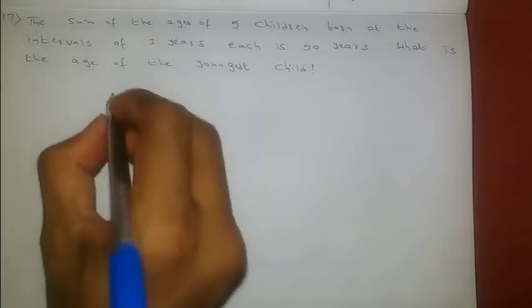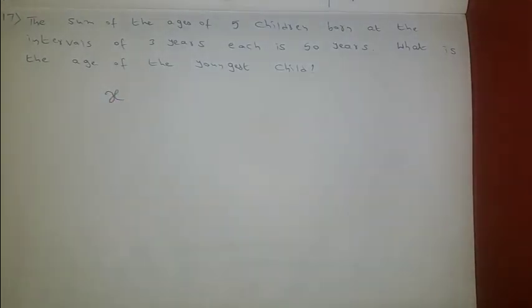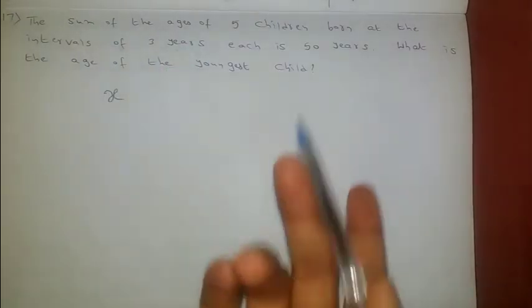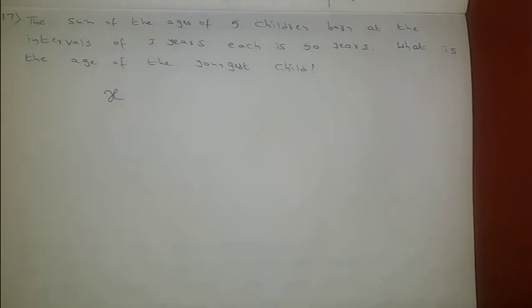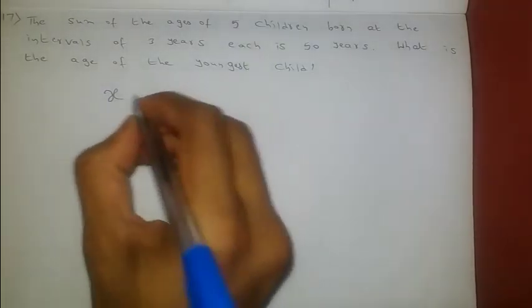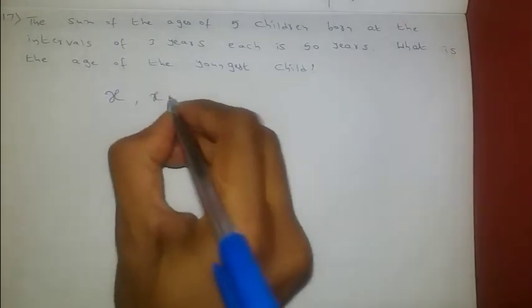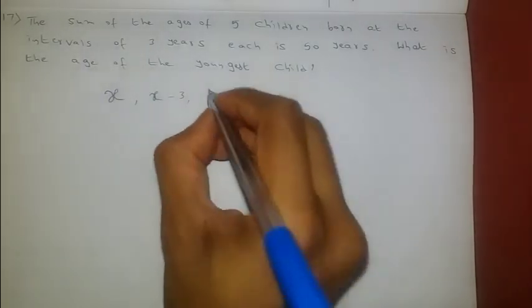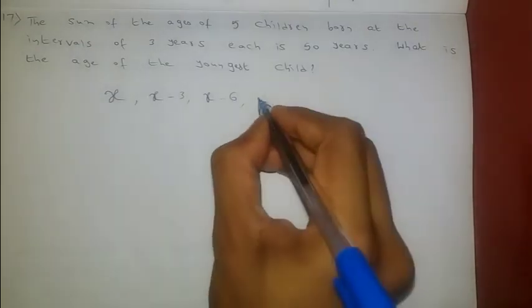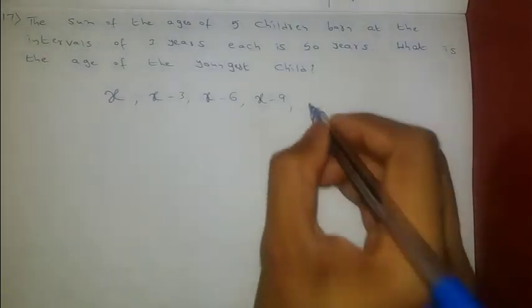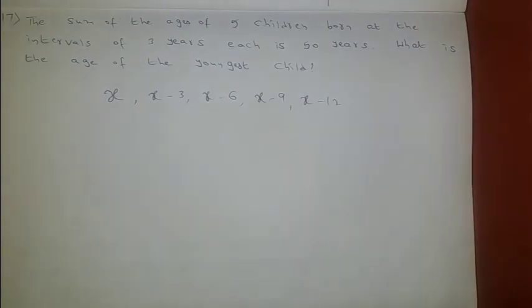He clearly mentioned 5 children are there and each has an interval of 3 years. So the first child I am taking as x, who was born this year. His age is x years. Then who will be born again after 3 years? The one who was born now will be older than the person who is going to be born in the next 3 years, so we need to subtract. The first child is x, the next child will be x minus 3 years, the next x minus 6, the next x minus 9, and the next x minus 12 years.